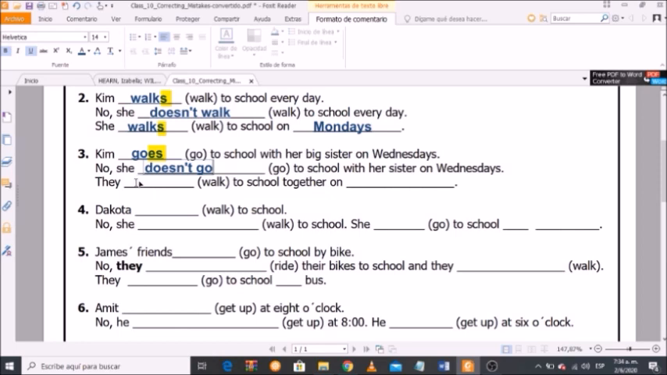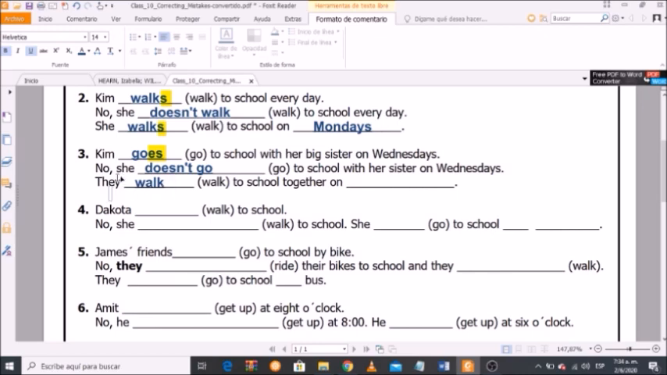They walk to school, very good, they walk to school together. And question here, ¿tenemos que agregar una S en este caso? Pay attention to the subject of the sentence. The subject is they. So we don't add an S here.